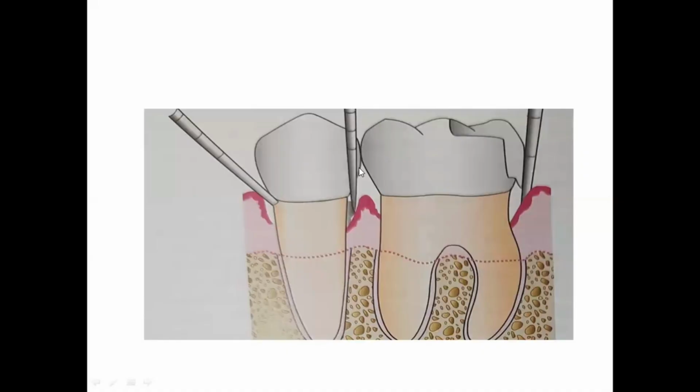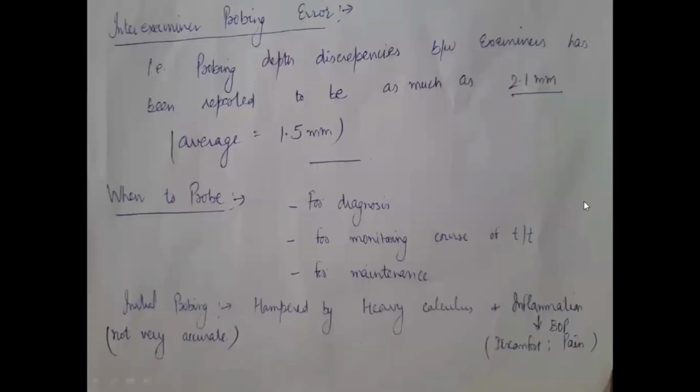Here the crown is very convex and there is calculus present. Due to the presence of this calculus, we will not be able to measure the actual pocket depth on the first visit. After the initial visit, when the scaling and root planing is completed, then the actual depth of the periodontal pocket can be measured. In case of the overhang of the restoration, again the probe cannot penetrate up to the full depth. Now, inter-examiner probing error.